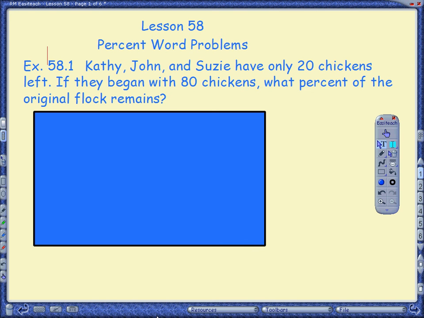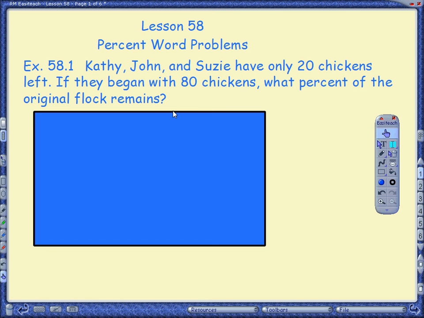Lesson 58 is about percent word problems. Kathy, John, and Susie have only 20 chickens left. That implies that they began with more. If they began with 80 chickens, what percent of the original flock remains?